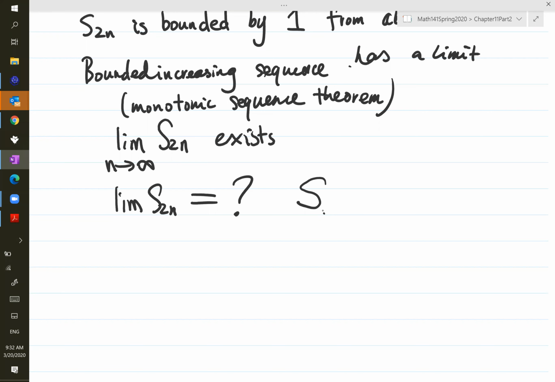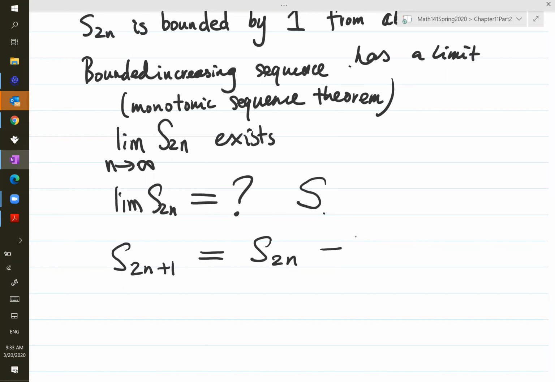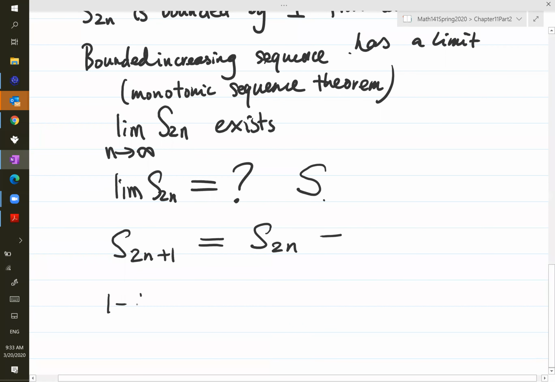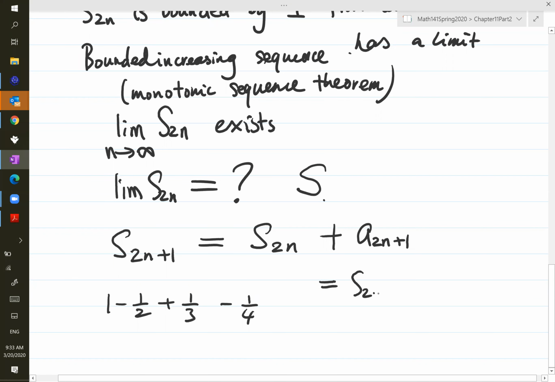Now you ask, what happens to all the partial sums? For instance, the partial sum s_{2n+1} differs from s_{2n} by a term. Remember, the series is 1 minus a half plus a third minus a quarter. So the odd terms are positive, the even terms are negative. So this should be s_{2n} plus the odd term, 1 over 2n plus 1.